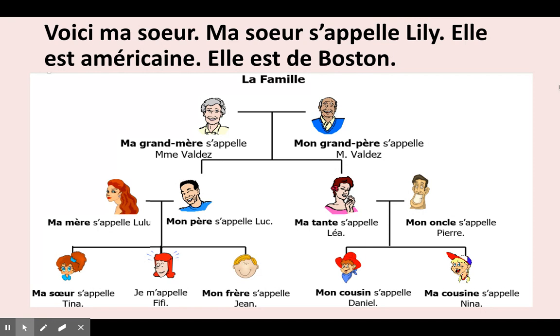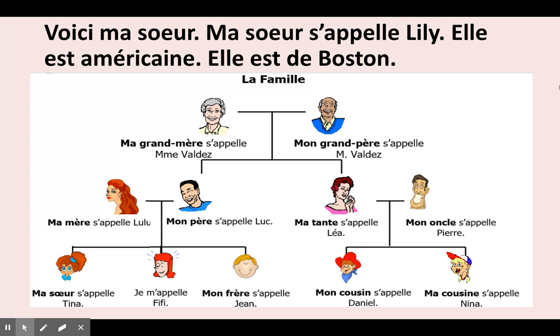Basically, you take yourself and you put yourself at the bottom. So if you look in the bottom row, you'll see Je m'appelle Fifi. So that is me. I am Fifi in this particular family tree. And then what you're doing is you're tracing your generations back to your grandparents. Now, a family tree can go back forever. I have a family tree that my grandmother made for me that goes back to 1655, if you can believe it. This one is only going back to your grandparents.